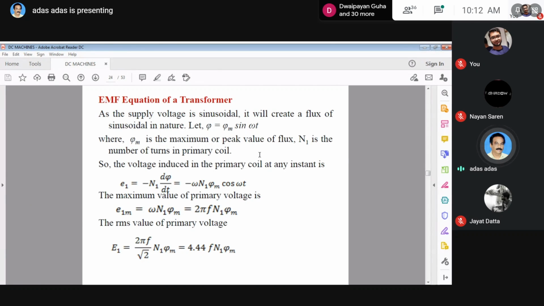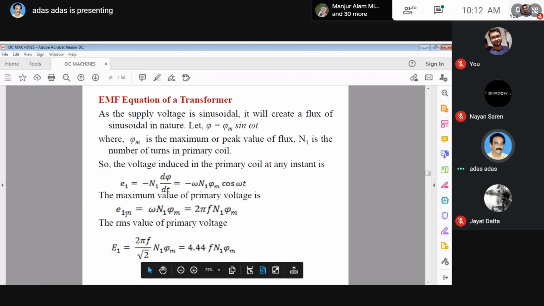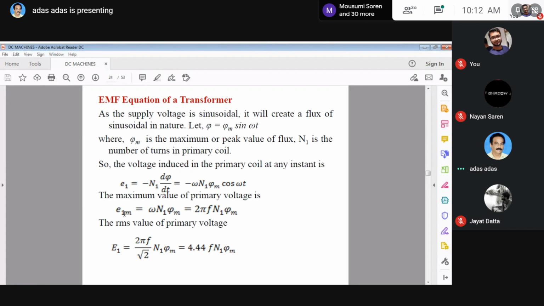These were the EMF equations explained in the previous class. The flux phi equals phi m sin omega t, sinusoidal in nature. Phi m is the maximum flux. E1 equals minus N1 d phi by dt, according to Faraday's law, which becomes minus omega N1 phi m cos omega t. E1m is the maximum value, and this is the instantaneous value.